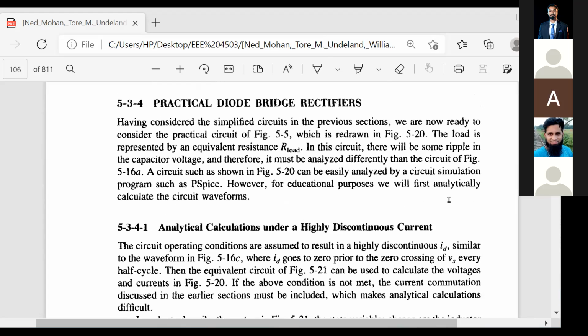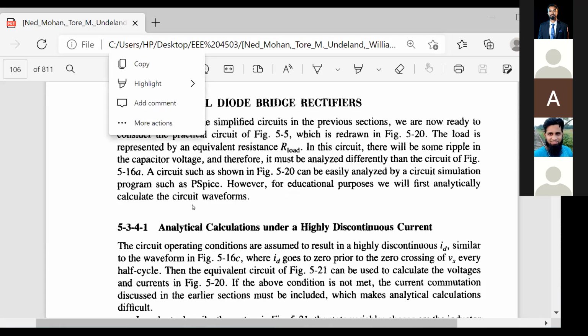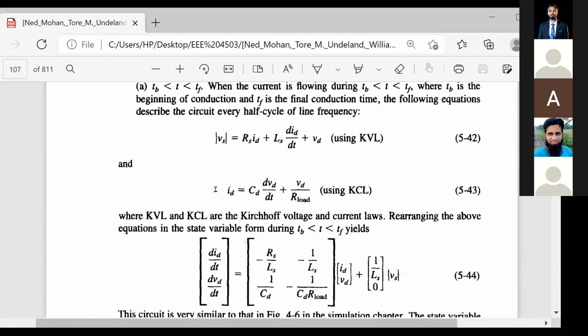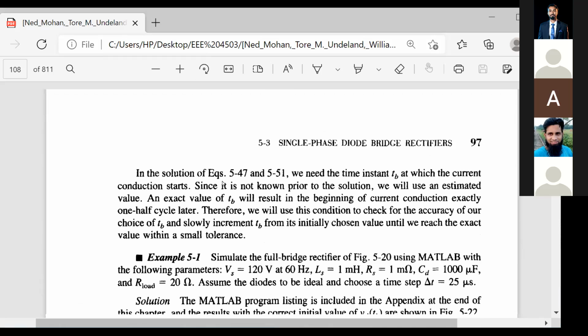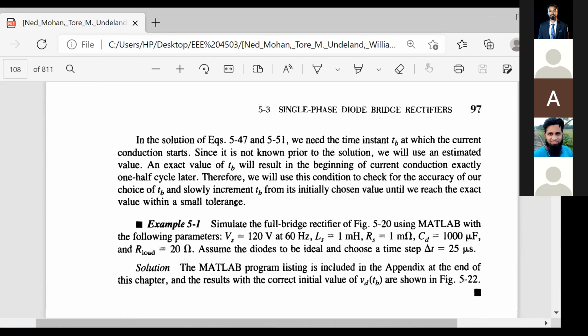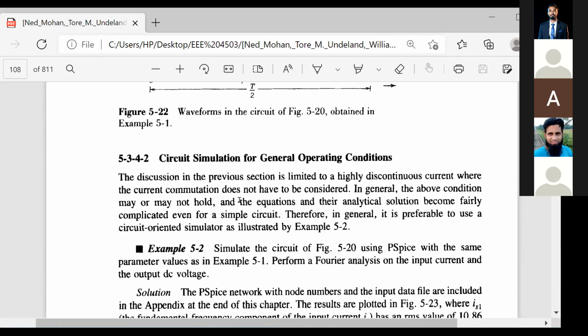Inshallah, from the next class, we shall start from this article, practical diode bridge rectifier. We will make the equations, all these things, in a matrix, and then we will solve this matrix equation, and there is a problem, and we shall discuss all these things.